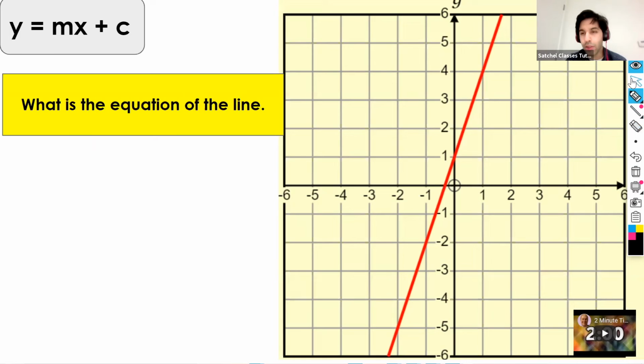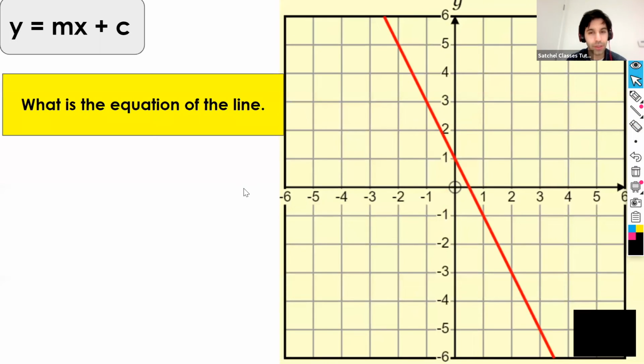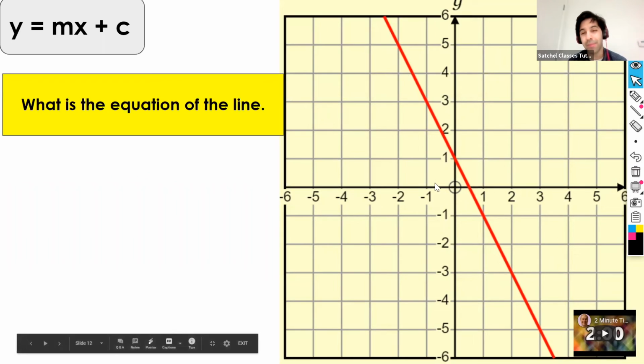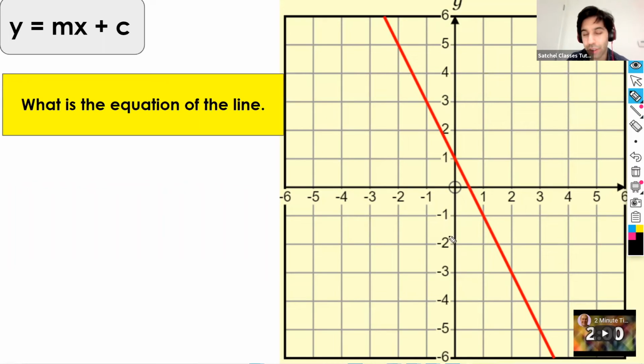All right, last example for today's lesson. So now we have a graph. Remember, when it's downward sloping, it means the gradient is going to be negative. Now again, to write the equation of this line, I need m, the gradient, and I need c, the y-intercept. The graph is intersecting the y-axis at 1, so c is going to be 1.